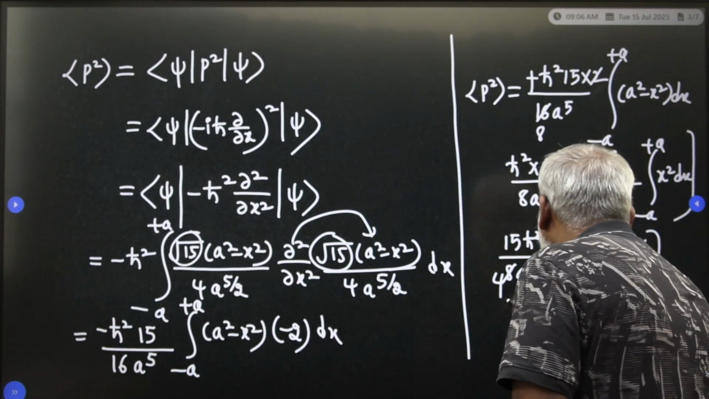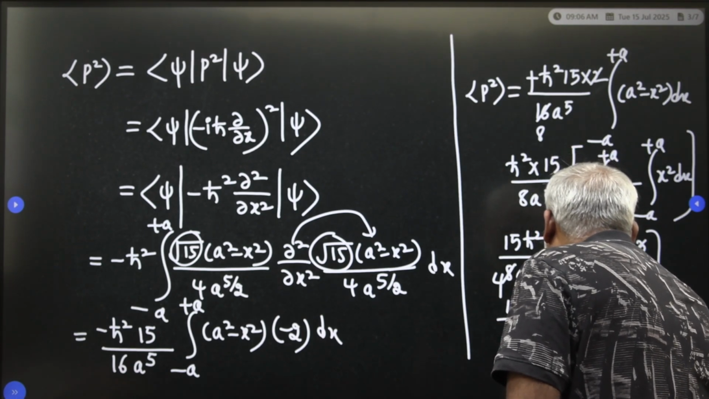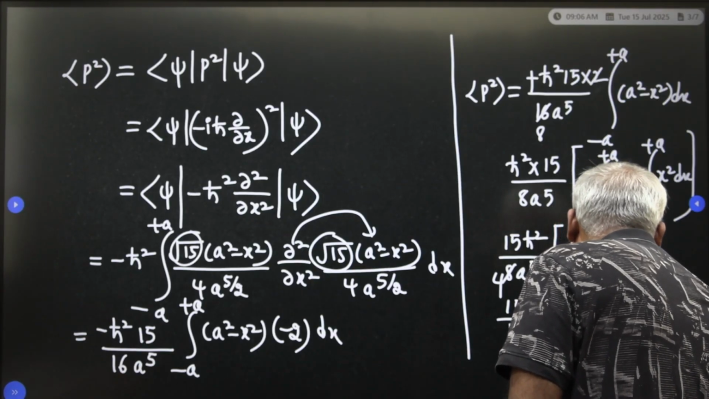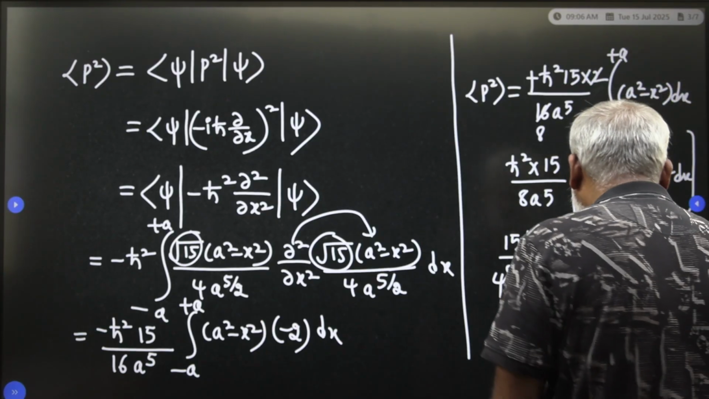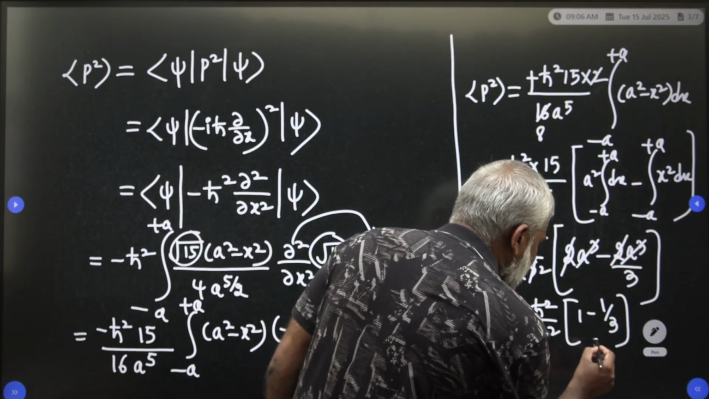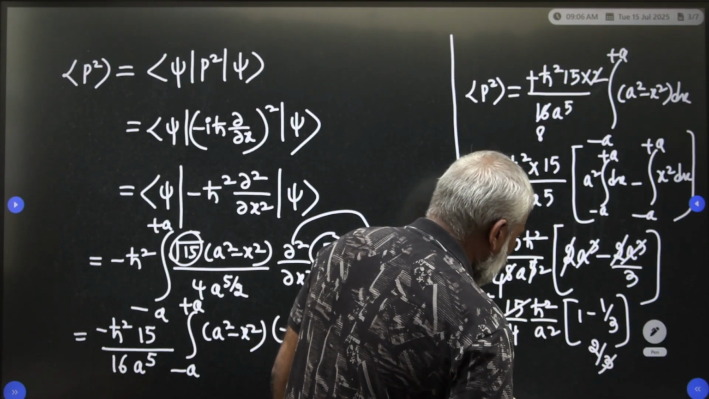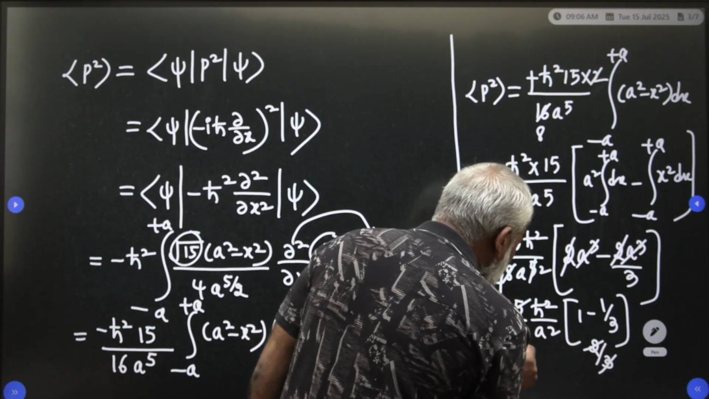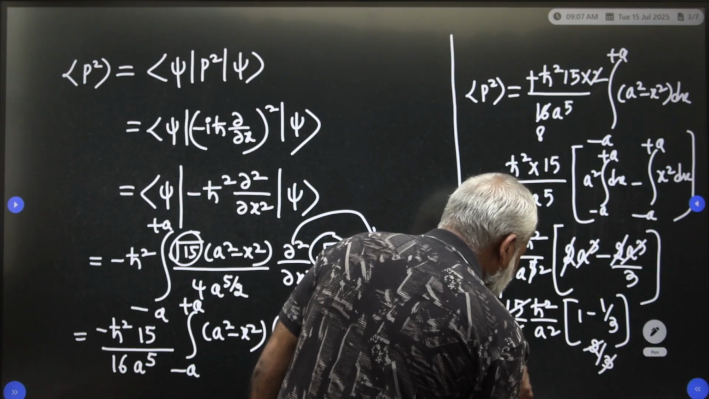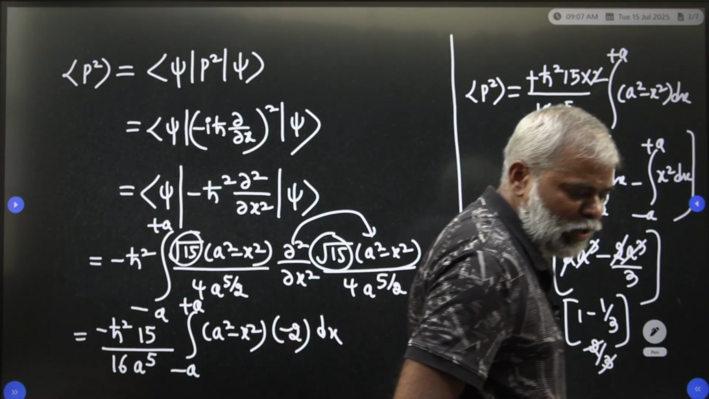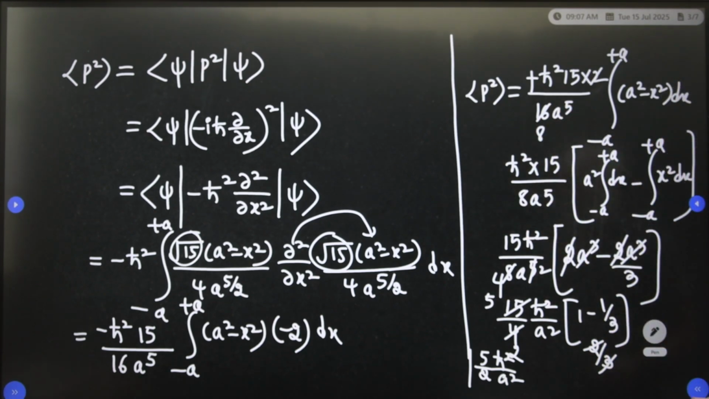So therefore 15 divided by 4 h cut square divided by a square into 1 minus 1 by 3. 1 minus 1 by 3 is equal to 2 by 3. So 3, so you have to get it as this is 2 by 3, 3 one ja, so 3 five ja, so 2 one ja, so 2 two ja, you are going to get. So 5 by 2 into h cut square divided by a square you are going to get, which is equal to the expectation value of p square.